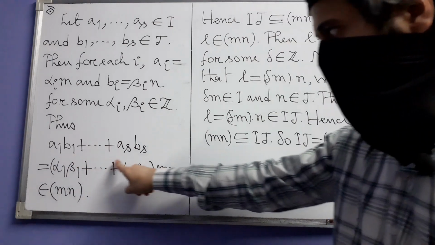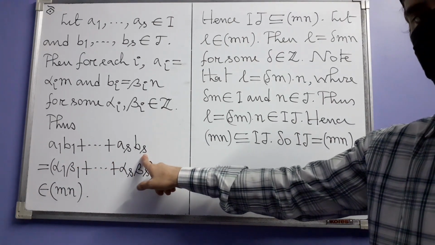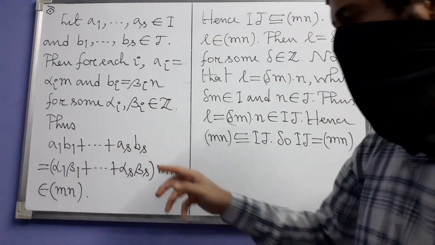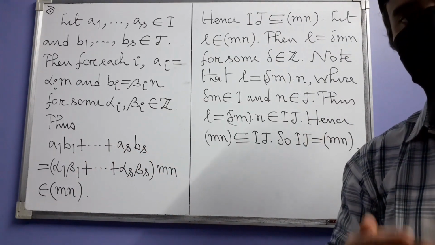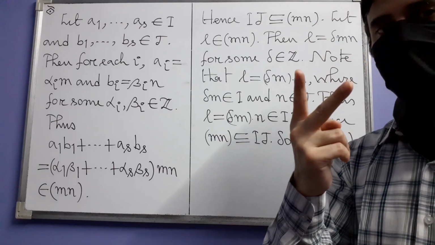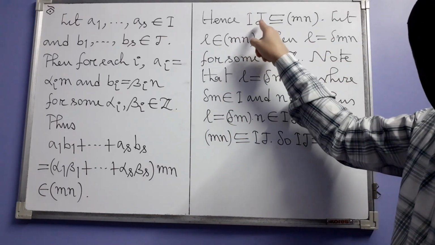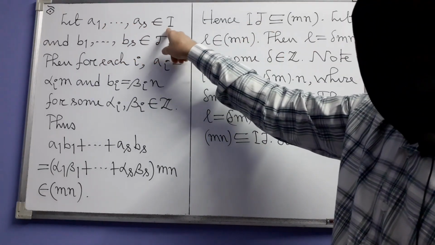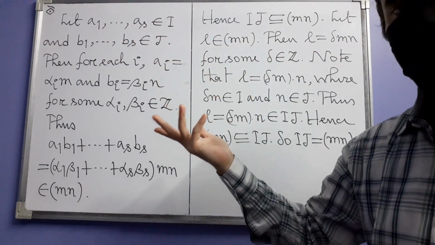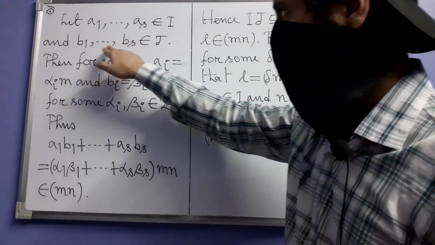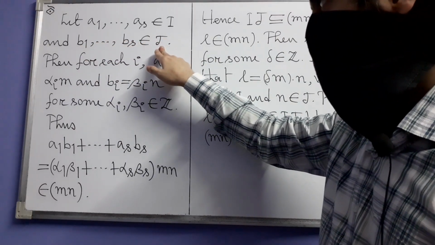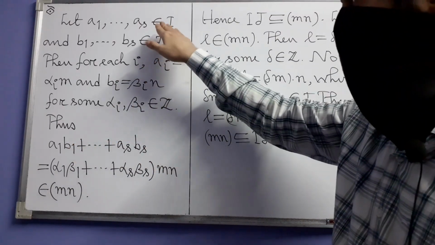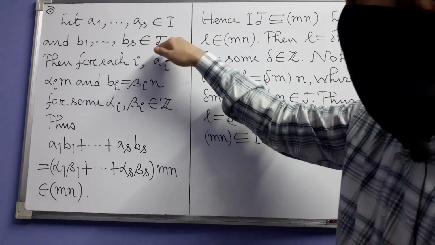That element is going to look like this from the definition of IJ. So what is this element? It's a sum of finitely many products. Each product is a product of two terms, one coming from I and the other one coming from J. Accordingly, we have taken some finitely many elements in I. That's how we started the argument, and an equal number of elements in J.